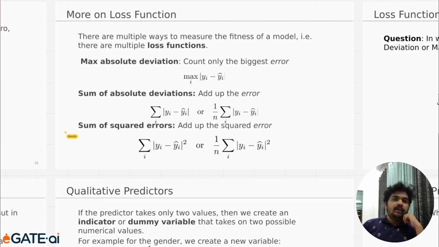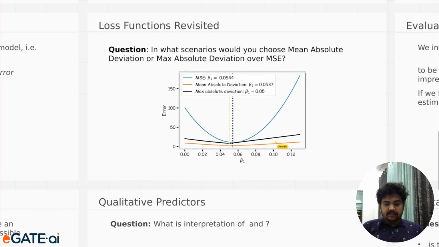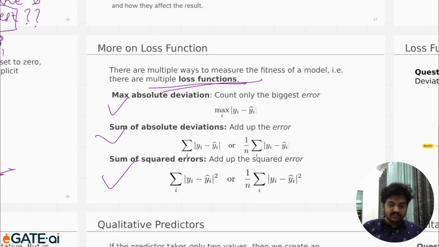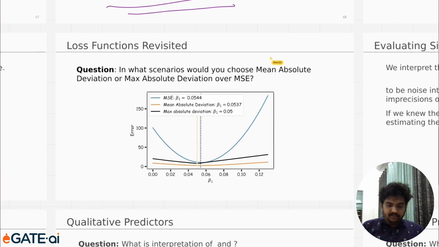Now there are multiple ways to measure the fitness of the model. In fact, there are multiple loss functions. There can be a maximum absolute deviation, sum of absolute deviations, and sum of squared errors. There are more, I'm just stating 3. So let's now look at a possible scenario.